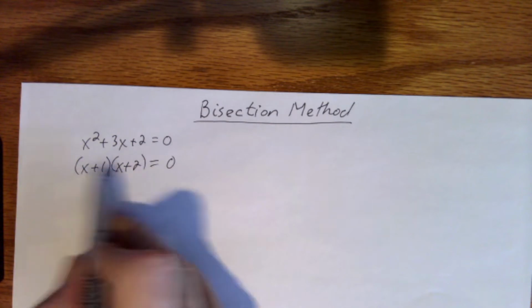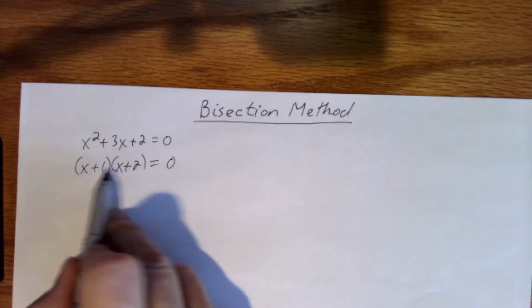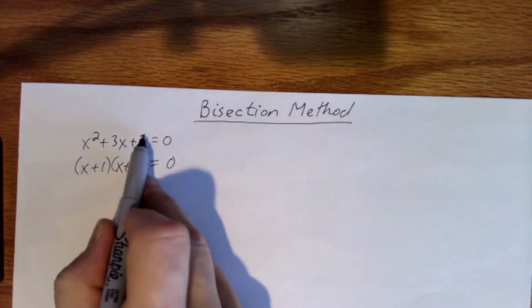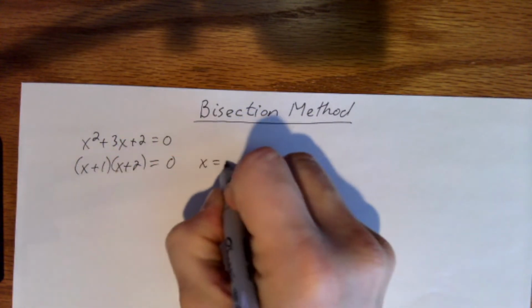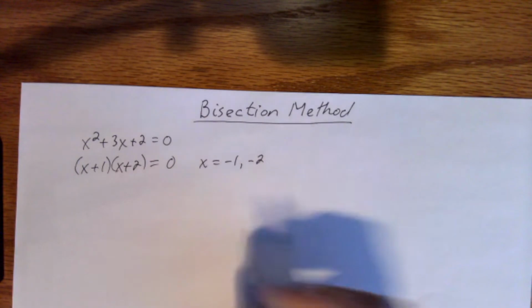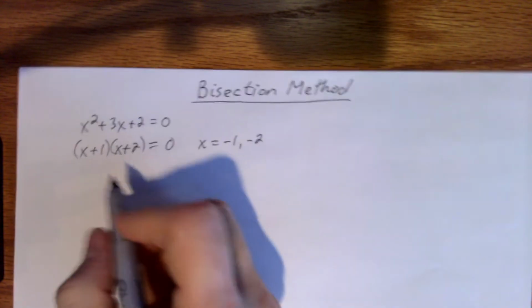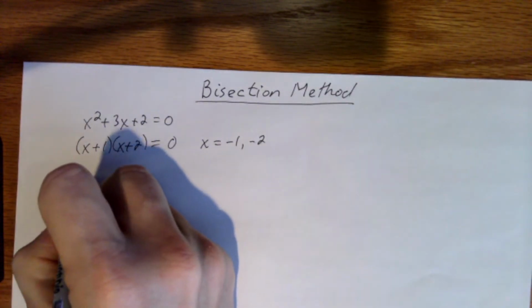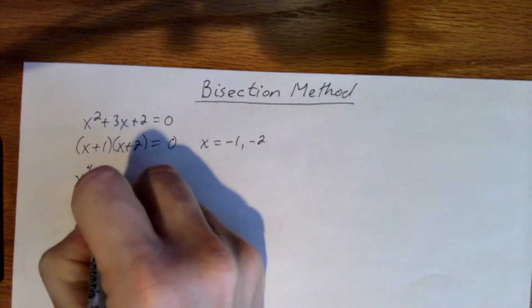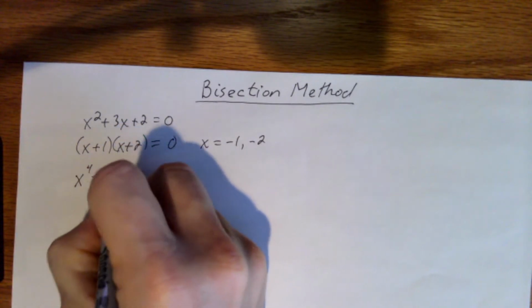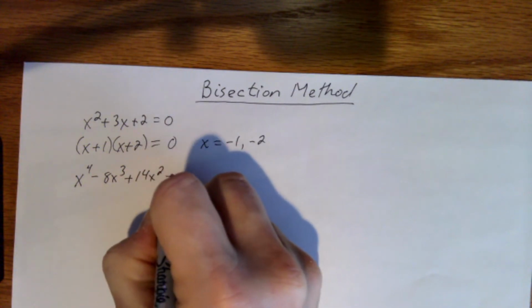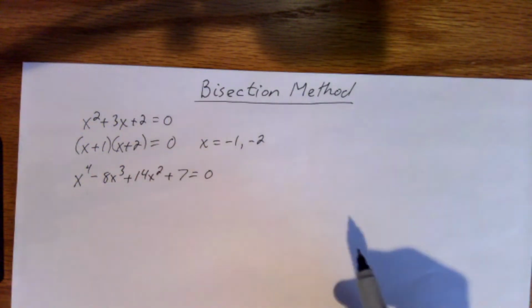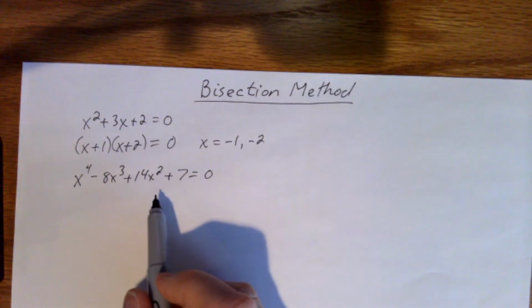We can check. It's x squared, 2x plus 1x is 3x, 1 times 2 is 2. And then we know that x equals minus 1 and minus 2. Those are the roots. But what if we have something like this? x to the 4th power minus 8x cubed plus 14x squared plus 7 equals 0. That's not so easy to solve, right?